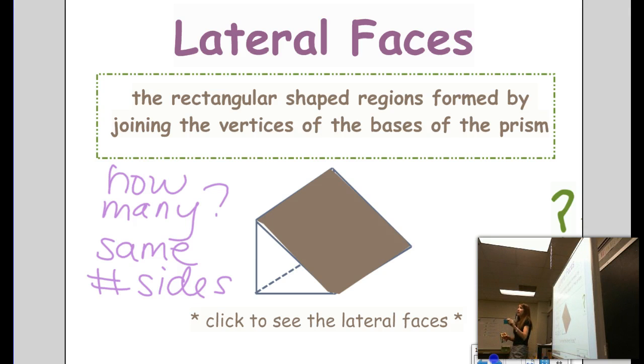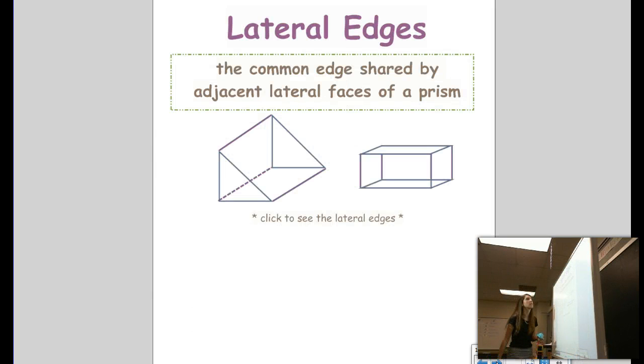So Dimitri, I've got a pentagonal prism. How many lateral faces does it have? Pentagonal, pentagon. How many sides does a pentagon have? 5. So it's got 5 rectangles. So if I needed to draw the net, it would have 5 rectangles in the net because it's a pentagon. Okay, that's enough about that.